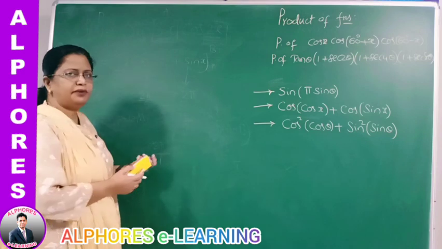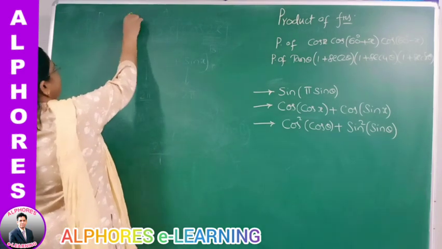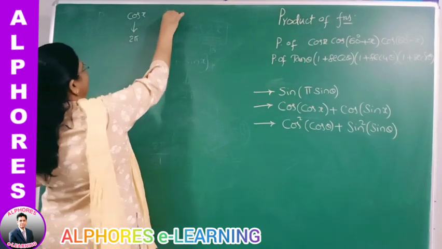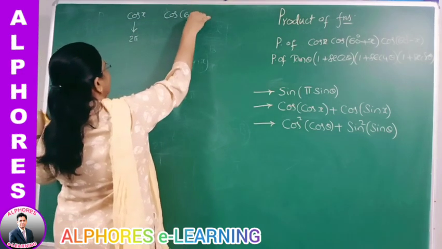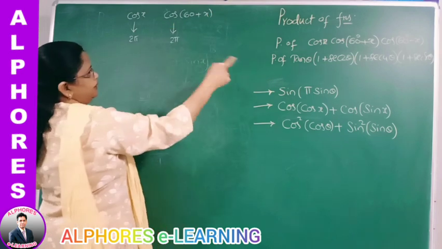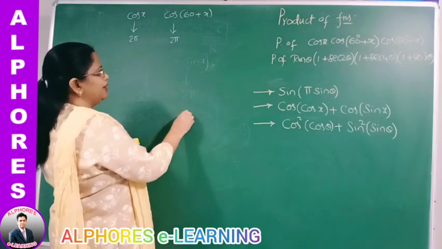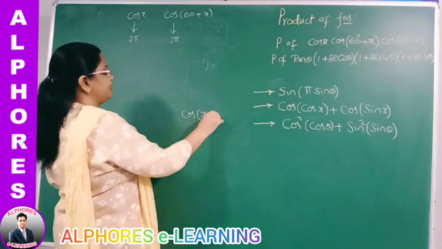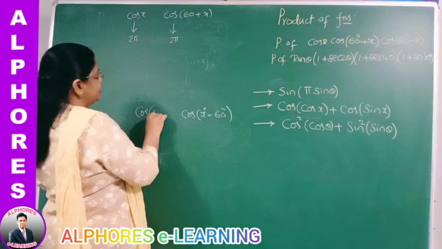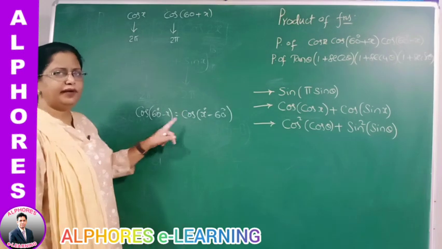Individually if you take, what is your answer? It is 2 pi. Understand, cos x period is, students, how much? 2 pi, and cos of 60 plus x period is how much here? X coefficient positive, it is 2 pi, and for 60 minus x, you can take cos 60 minus x is the same as cos x minus 60, because cos of minus theta is nothing but cos theta. Therefore even you can write like this.